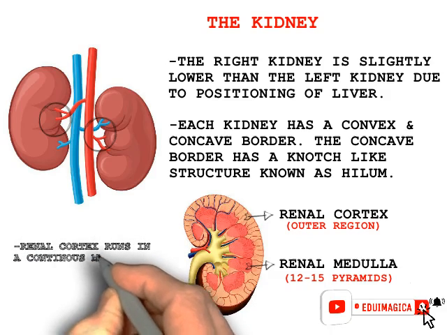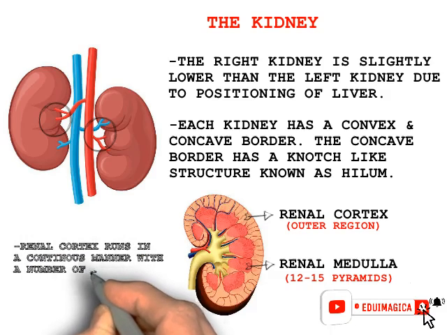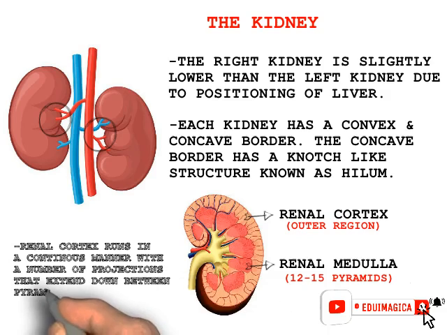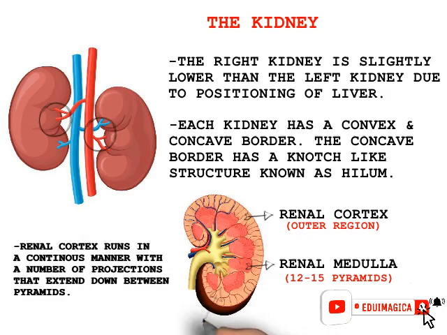The renal cortex runs in a continuous manner and forms a number of projections that extend down between the pyramids.